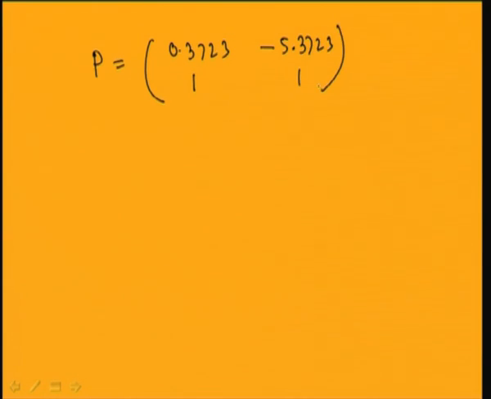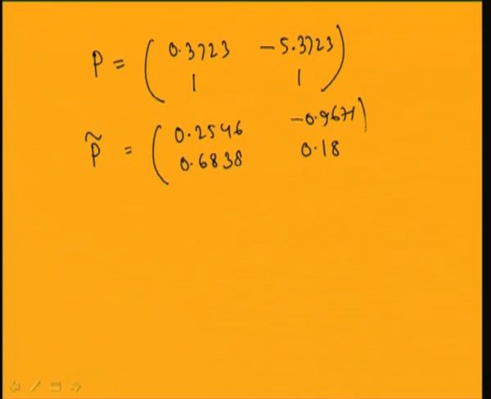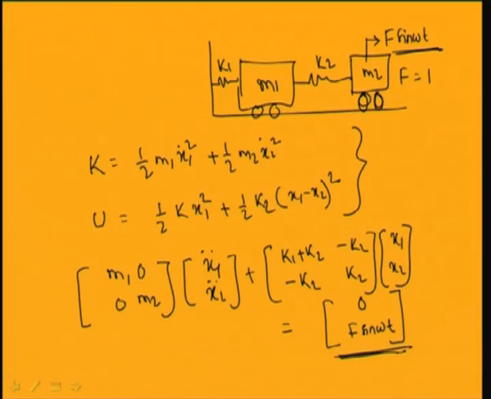So, by using the modal matrix or weighted modal matrix also you can take. So, already you have found the weighted modal matrix, this is equal to 0.2546, 0.6838, minus 0.9671 and this becomes 0.18. So, either you can use this modal matrix or this weighted modal matrix to reduce this previous equation to a set of uncoupled equations.